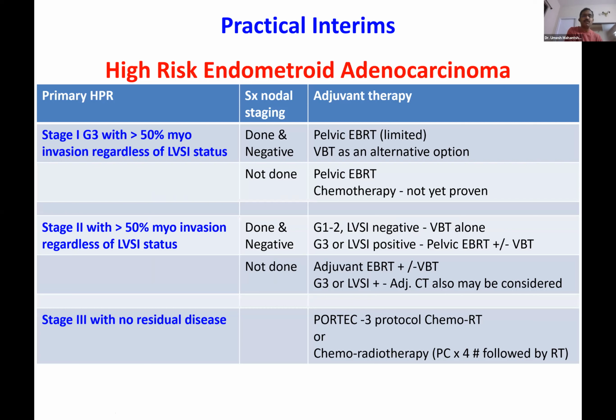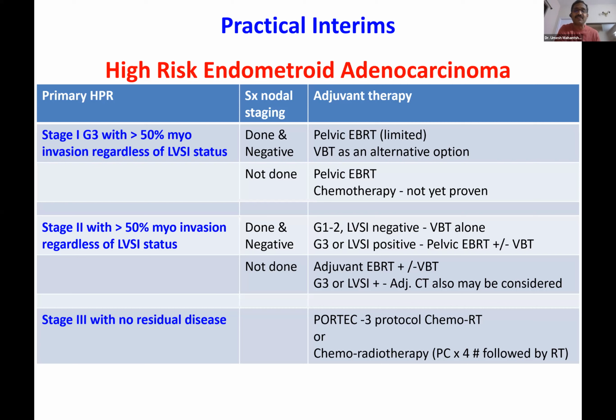For stage 2 with myometrial invasion, regardless of LVI status, again, if the lymph node dissection has been adequate, then for patients who have grade 1, grade 2 and LVSI negative, we usually tend to give vaginal brachy alone, whereas patients who have higher grade, that is grade 3 or LVSI positive, we tend to give pelvic external beam radiation with or without vaginal brachy, depending on the adequacy of the cuff for stage 2.